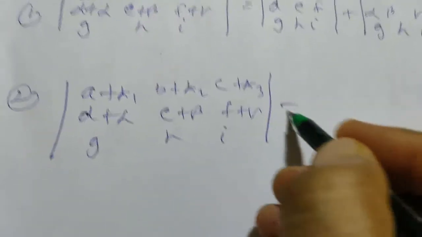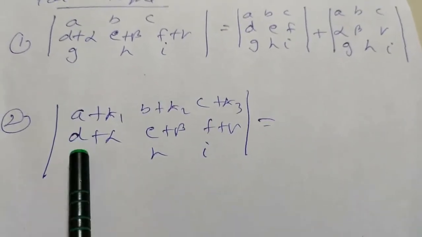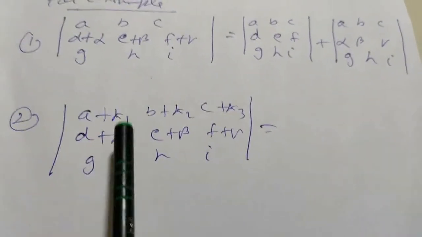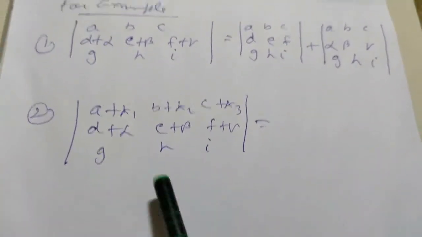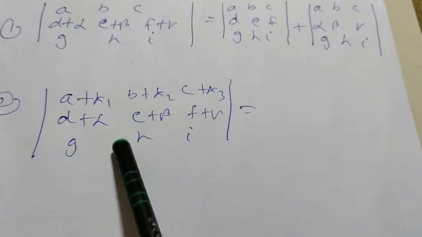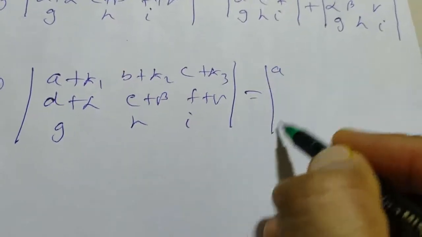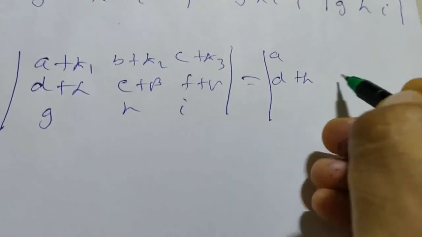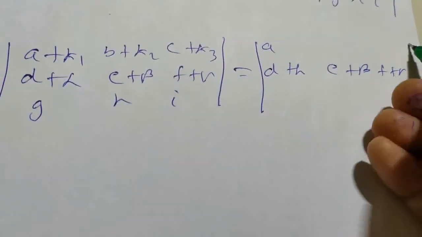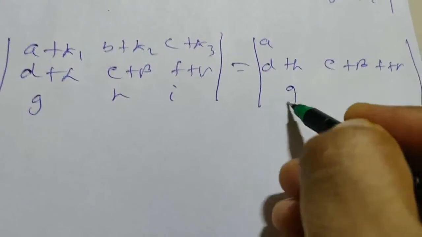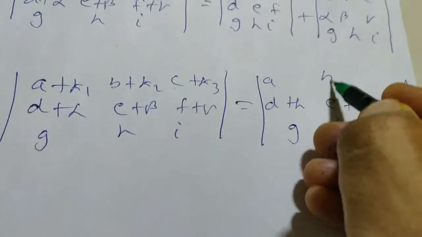Now I need to break up this determinant into two different determinants. So I have to write this as a sum of two determinants. I want to split suppose row 1 only, then row 2 and row 3 will remain as it is. The way of writing will be a, b, c, then as I told you, d plus alpha, e plus beta, f plus gamma, and then third row will remain as it is, g, h, and i.